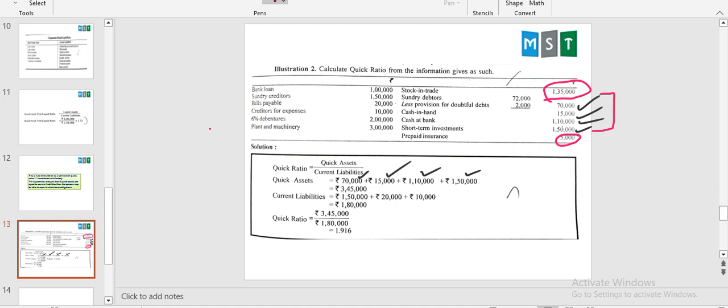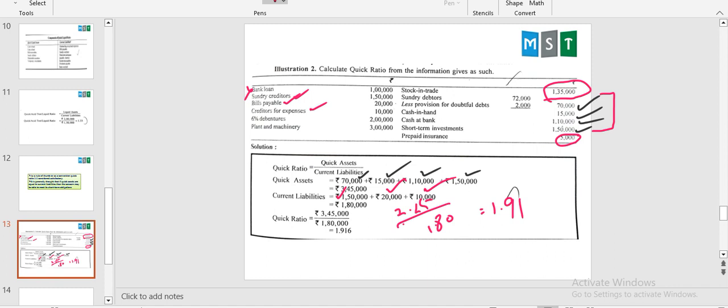Similarly, on the liability side, bank loan is a long term one, so we have excluded it. Sundry creditors is a short term one and we have included it here, 1,50,000. Bills payable is short term, we have included this. Then outstanding expenses 10,000, we have included it. So we have to total it: 3.45 divided by 1,80,000, 1.8. So the ratio is 1:1.91. So it is more than 1. So this company is a healthy company. This is the conclusion it is giving.